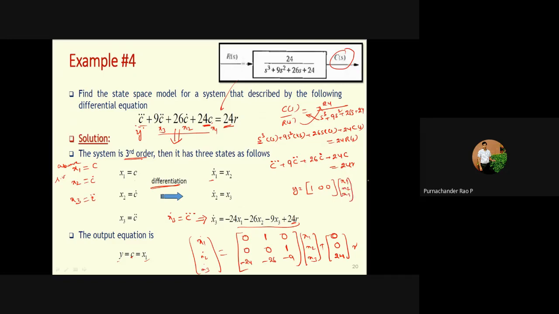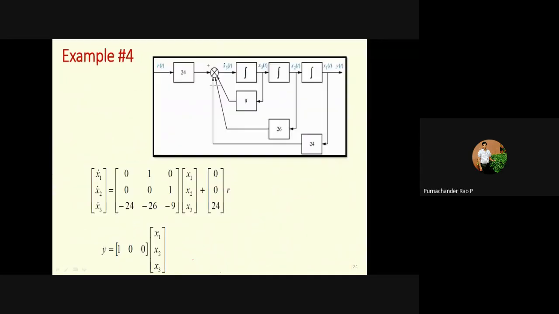Okay, so this is your output equation and this is your state equation. In this way you have to write it. Then after that you can draw the Bode. 0 1 0 0 0 1 -24 -26 -.